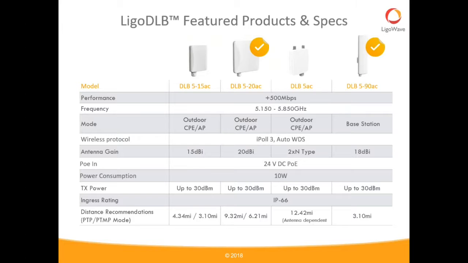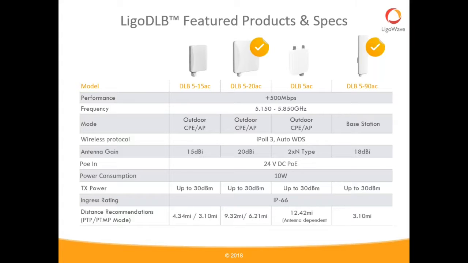The 2 models that I want to feature are our DLB 590 AC, which is a new product. It's an integrated 90-degree sector antenna with 18 dBi. And then our DLB 520, which would be used at the base. And then at the endpoints, you would use either the DLB 515 or the DLB 520 AC. And those have internal patch antennas of 15 and 20 dBi, respectively. And all of those are at IP66.